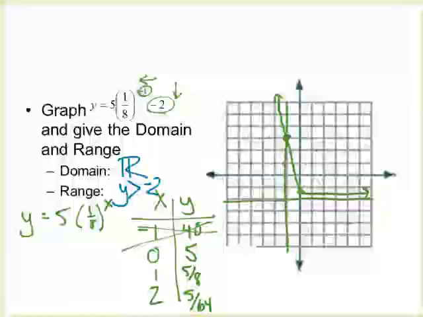Wait, when would the range not be all real numbers? The range? The range is not all real numbers. The domain? The domain will always be all real numbers for exponential graphs.